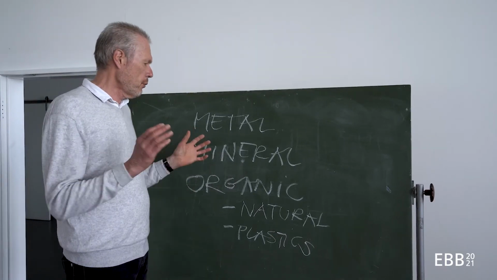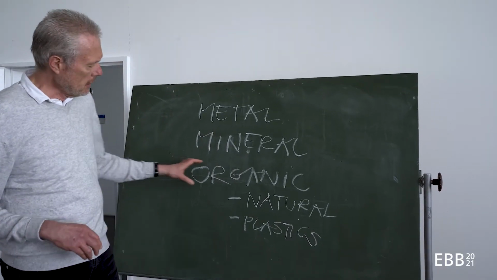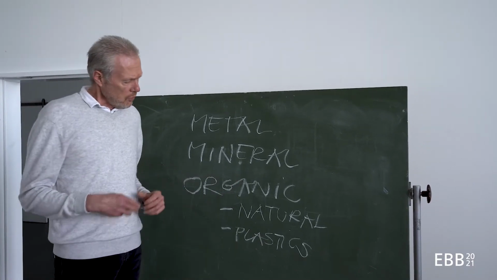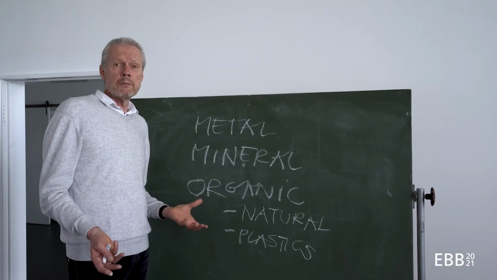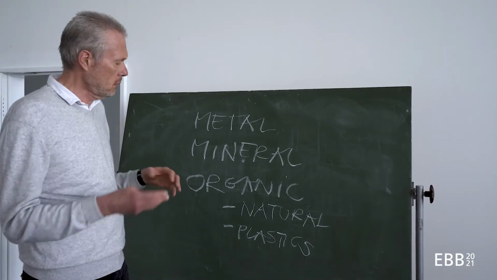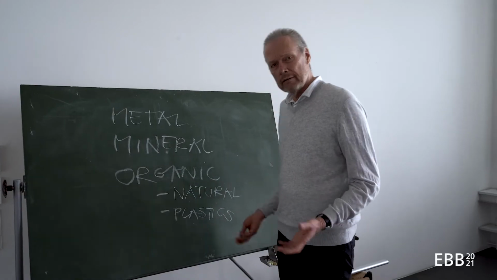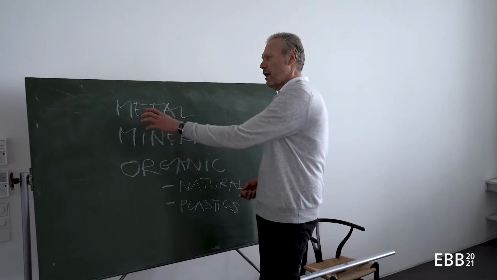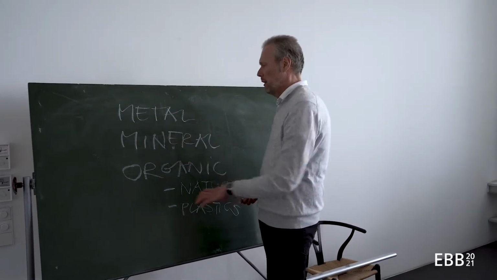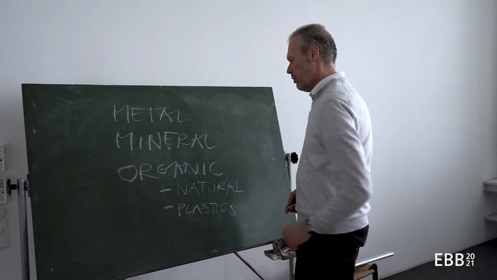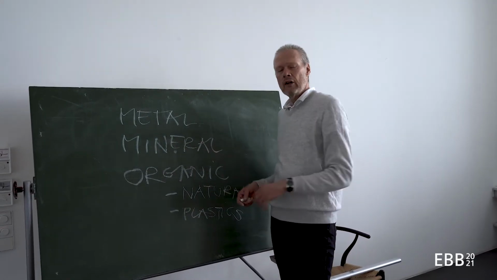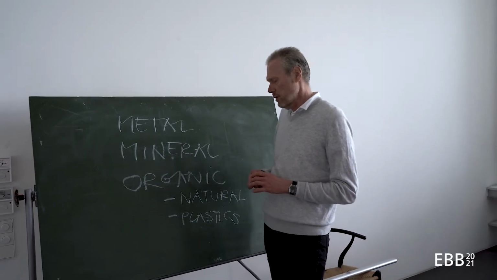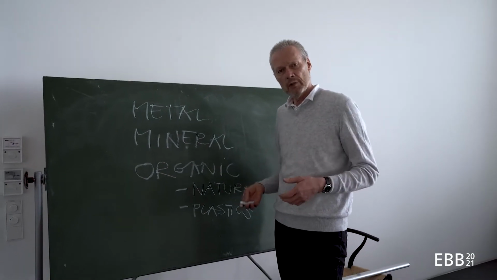Minerals are in the 3 area. And organic materials are often so light that they can swim, so they are often below 1. We also have insulating materials. So these insulating materials are almost never metallic, mostly mineral or organic. Mineral, those are wools, and organic insulation materials you know as well, like for example sheep's wool.